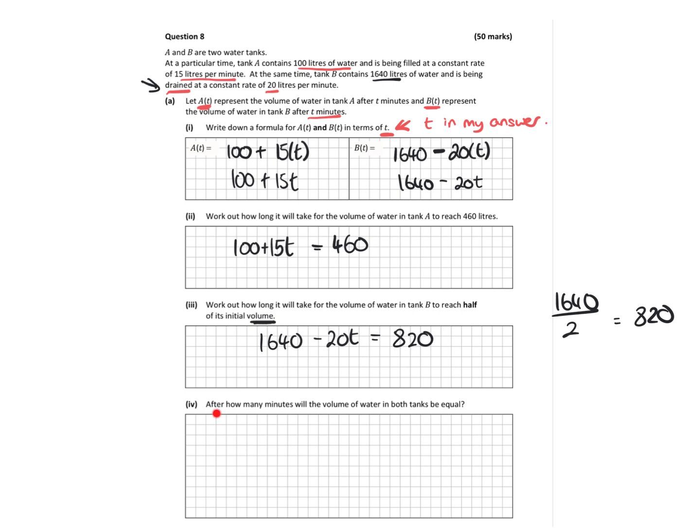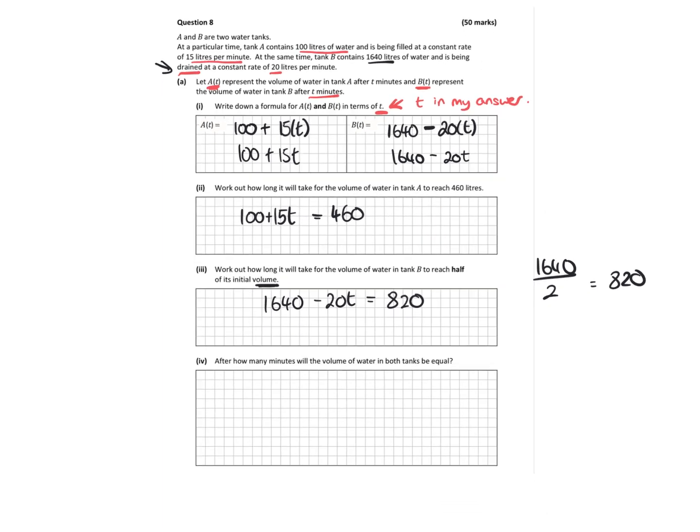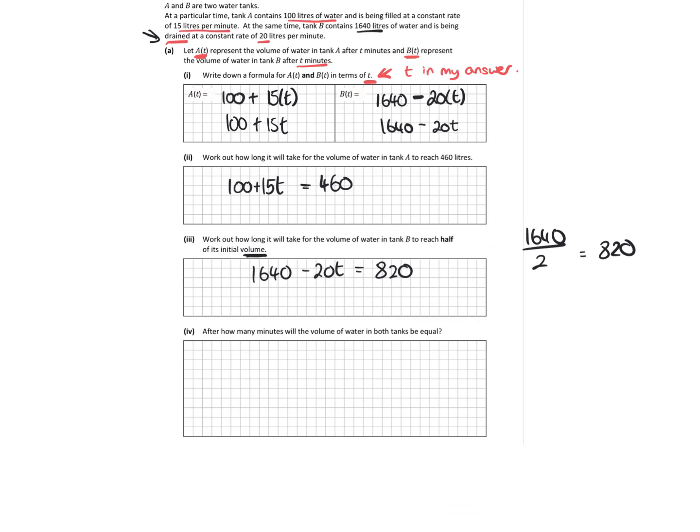Okay, the last one. How many minutes will it take for the volume of water in both to be equal? So when is the volume in tank A equal to the volume in tank B? So when is 100 plus 15t equal to 1,640 minus 20t? Letters to one side, numbers to the other here.